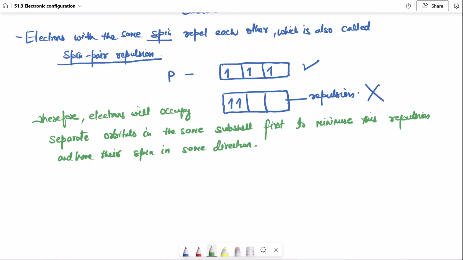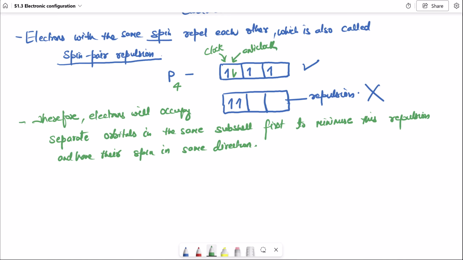Now later on, if you want, you can pair up. Let's say p has 4 electrons, then one will be like this. So now you can do the pairing, one clockwise and one anti-clockwise. So this electron is clockwise and this electron is anti-clockwise, right?